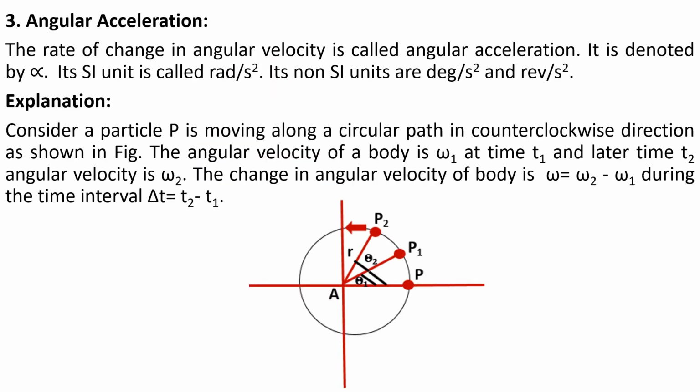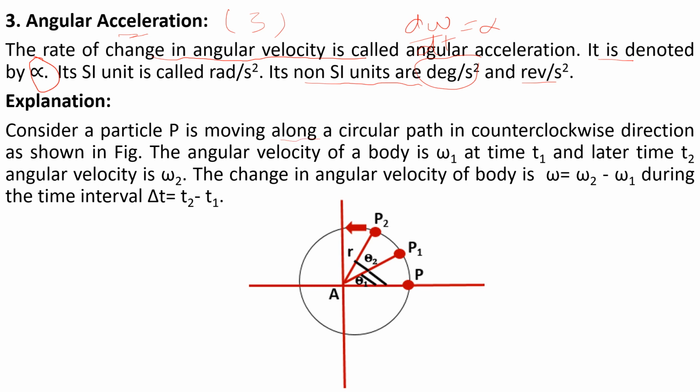Now we are going to discuss the third important rotational variable, that is angular acceleration. The rate of change in angular velocity is called angular acceleration. It is denoted by alpha. Its SI unit is radian per second squared. Its non-SI units are degree per second squared and revolution per second squared.